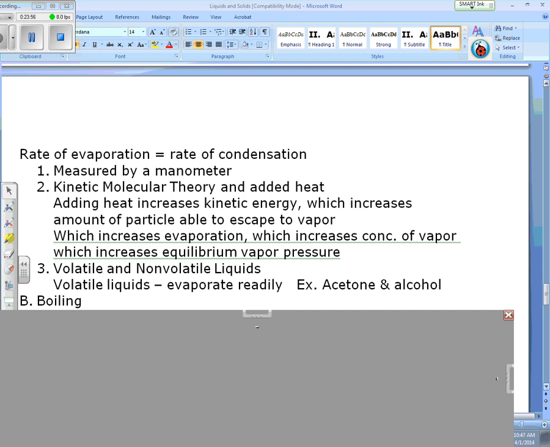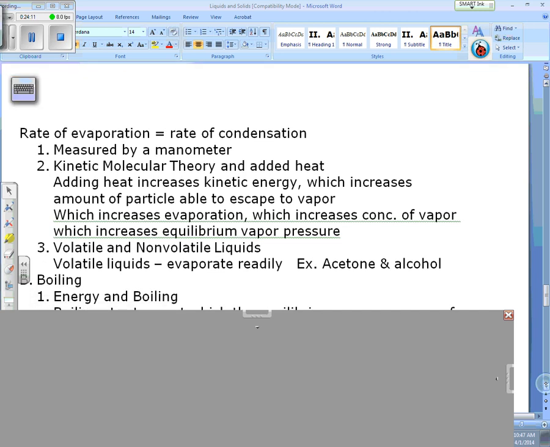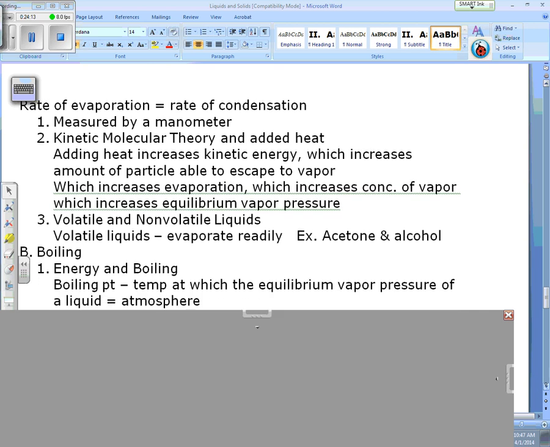And basically, what's going on with boiling is we have them going from the liquid to the vapor phase, both on the surface of the liquid and inside the liquid. And those bubbles are it turning into vapor. But that's not the formal definition of boiling. Boiling point is the temperature at which the equilibrium vapor pressure of a liquid equals the atmospheric pressure. So it actually has more to do with pressure than with temperature.